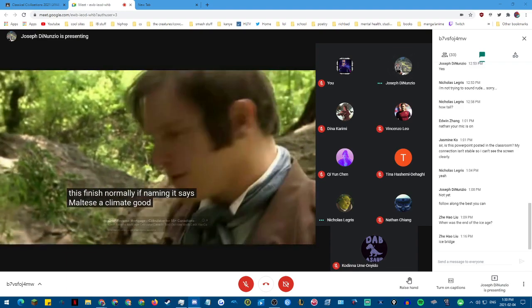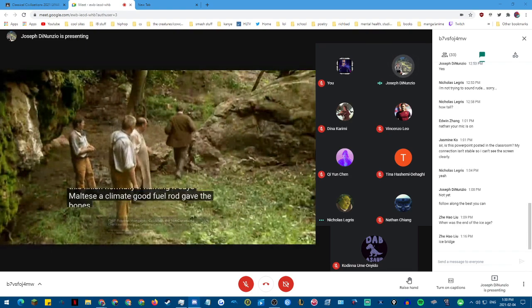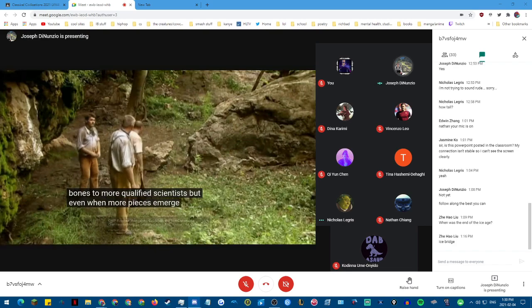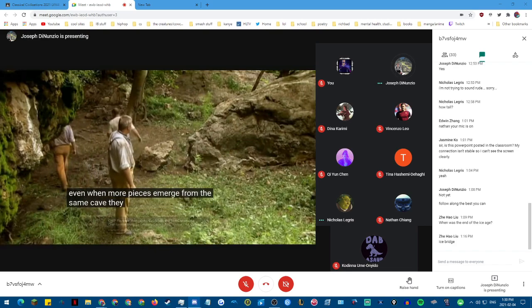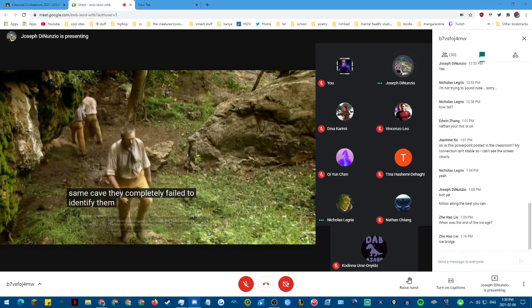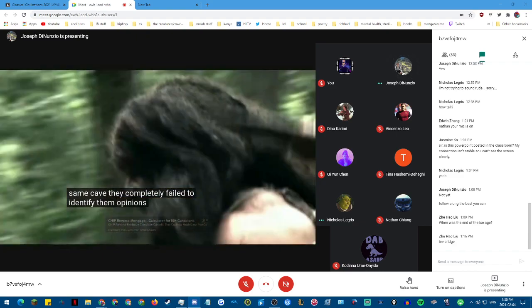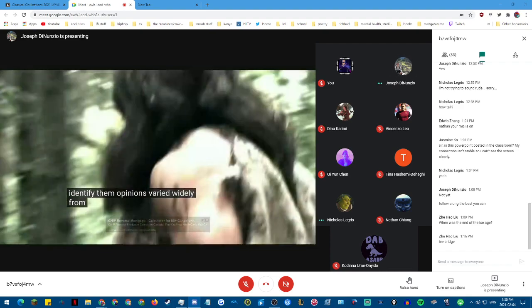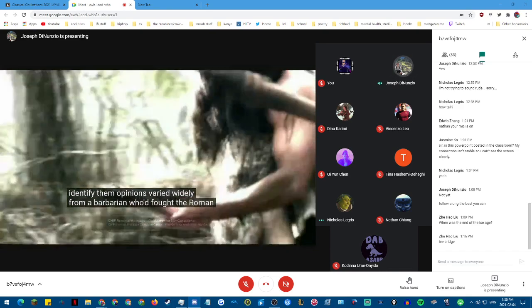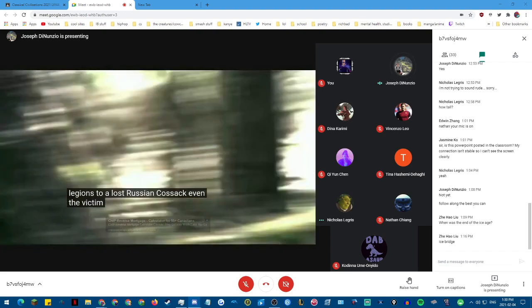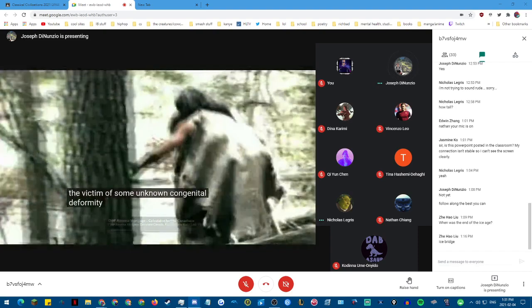Fuhlrott gave the bones to more qualified scientists. But even when more pieces emerged from the same cave, they completely failed to identify them. Opinions varied widely, from a barbarian who'd fought the Roman legions to a lost Russian Cossack, even the victim of some unknown congenital deformity.